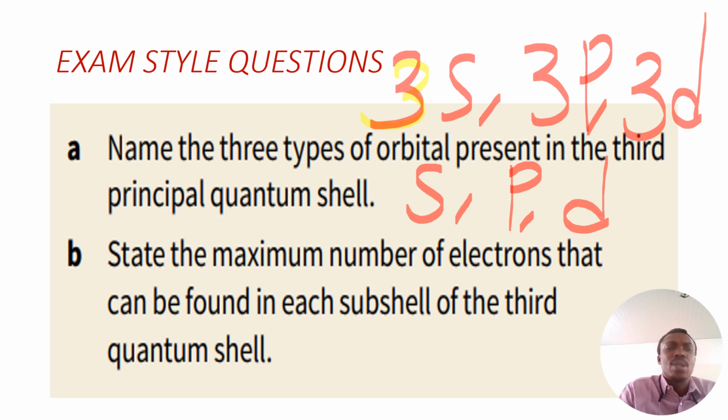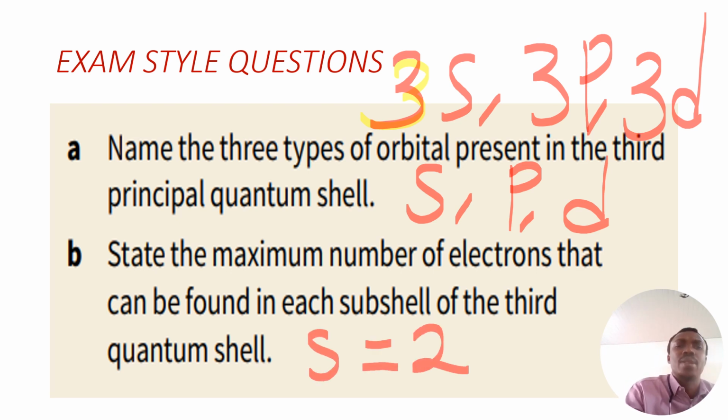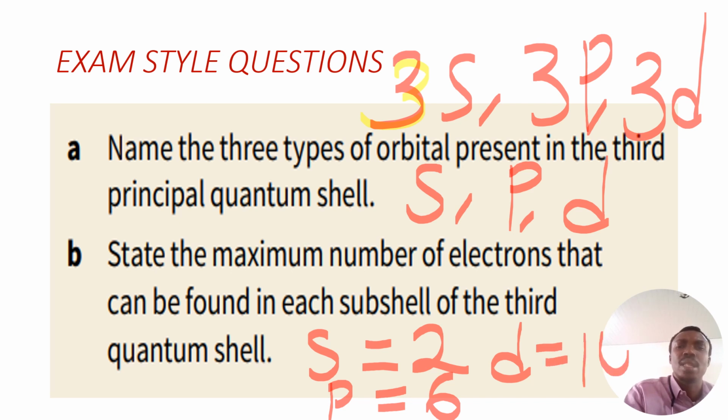Then b, you are asked to state the maximum number of electrons that can be found in each subshell of the third quantum shell. So the subshells of the third quantum shell are the s subshell, containing a maximum number of 2 electrons, the p subshell, maximum number of 6 electrons, and the d subshell, maximum number of 10 electrons. So these are the maximum number of electrons that can be found in each subshell of the third quantum shell, which are s, p, and d.